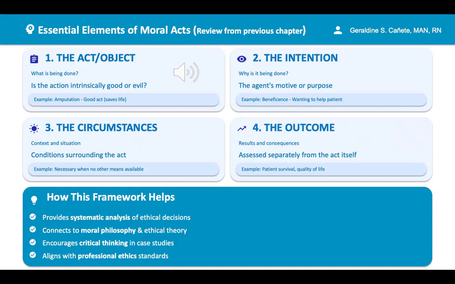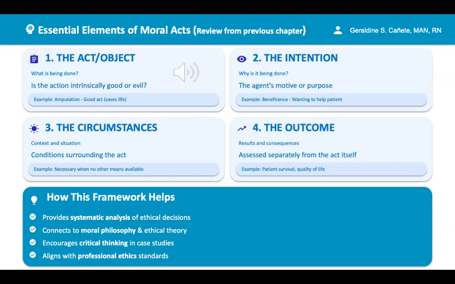But before we dive into specific cases, let's quickly review the essential elements of moral acts. Remember this from our previous lesson? No, but it's so fundamental right now that it's worth revisiting. These elements help us to break down a complex action into its key components, allowing us to analyze it more systematically. Think of these elements as the ingredients of a moral act. We need to understand each one to understand the whole.